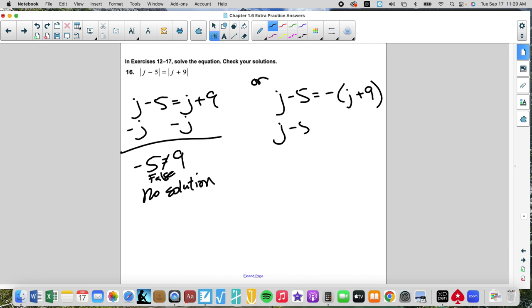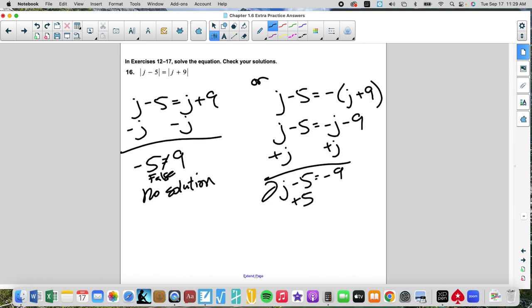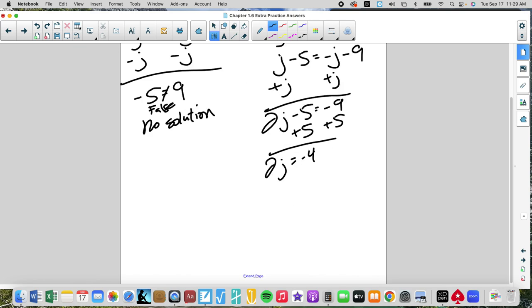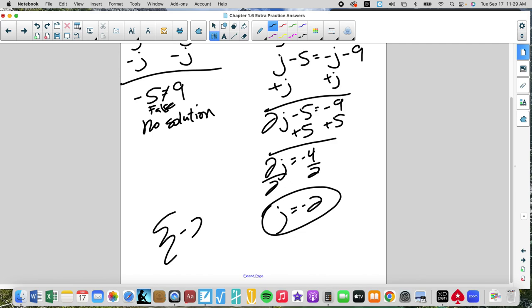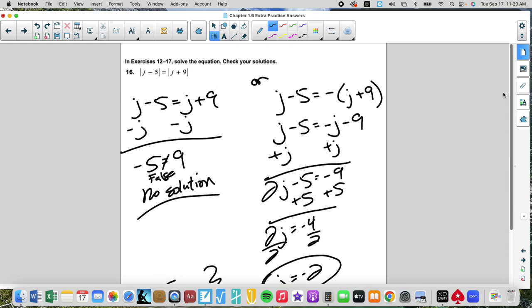Then we have j minus 5 equals negative j minus 9. We can add j to both sides. 2j minus 5 equals negative 9. Add 5, add 5. 2j equals negative 4. Divide by 2, j equals negative 2. So this only has one solution, which is negative 2. This would produce no solution on that side of the distance, and this is going to be okay. Wow, that's an interesting one.